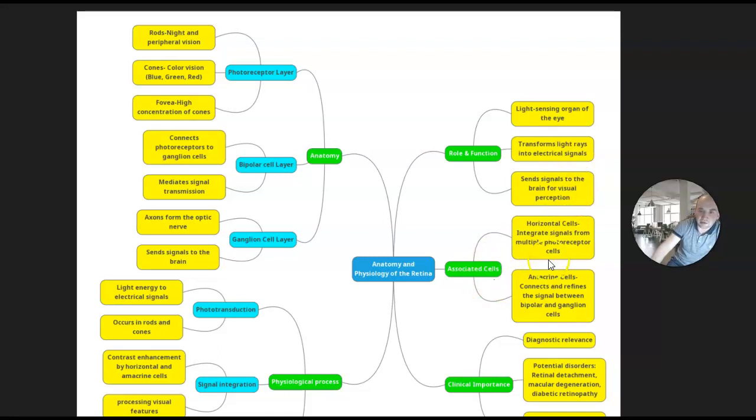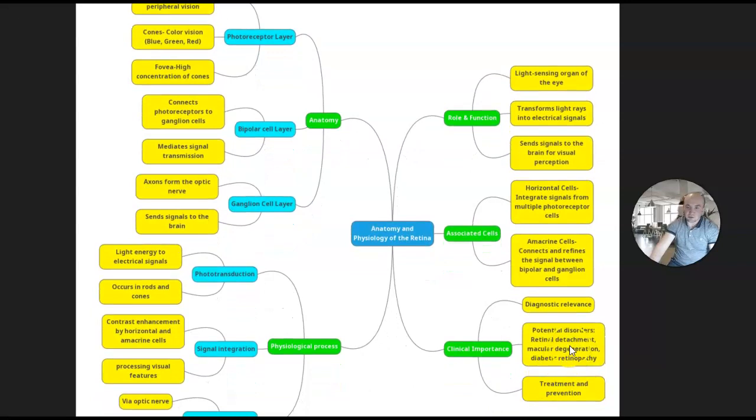What are some associated cells? They have horizontal cells, which integrate signals from multiple photoreceptor cells. The amacrine cells connect and refine the signal between bipolar and ganglionic cells. What is the clinical importance? It has diagnostic relevance. Potential disorders include retinal detachment, macular degeneration, and diabetic retinopathy. Examining the retina, especially for optometrists, allows prevention and treatment of multiple disorders.